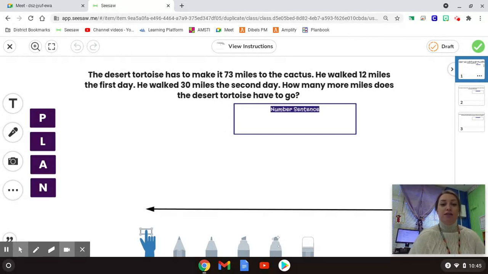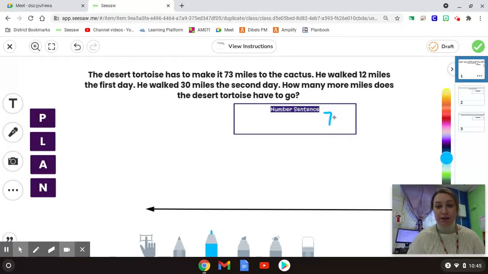It says the desert tortoise has to make it 73 miles to the cactus. So we know total overall, he has to go at least 73 miles. So that's my total. We'll use plans in just a minute. Oh, there's not an S. Plans. Okay. So we know he's got to reach 73 miles to make it to the cactus. He walked 12 on the first day. He walked 30 on the second day. How many more does he have to do?